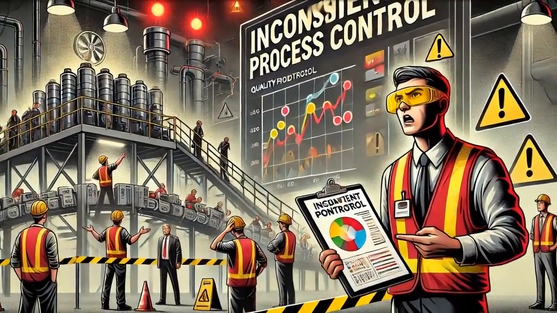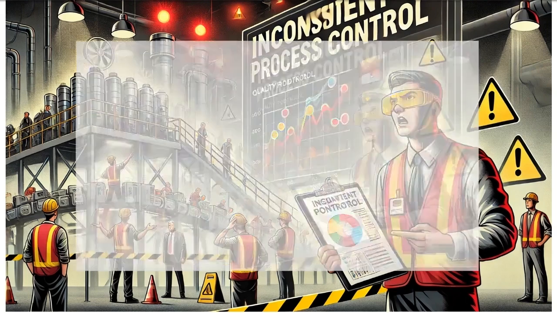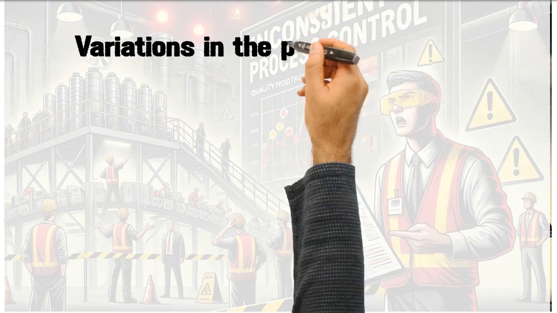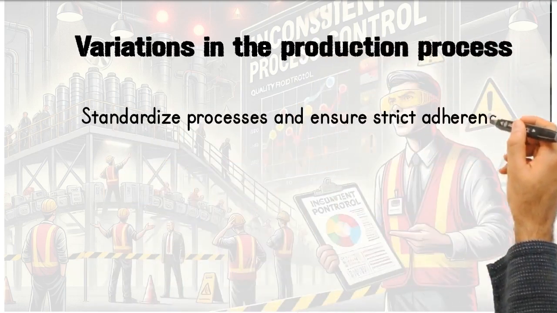Variations in the production process lead to inconsistent quality and higher scrap rates. Here are some of the recommended best practice strategies. Standardize processes and ensure strict adherence. Monitor key process variables and implement real-time adjustments. Use statistical process control, SPC, to detect variations early.